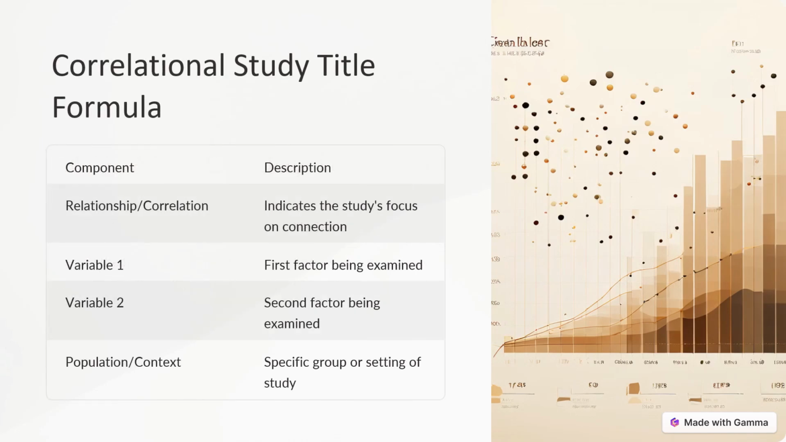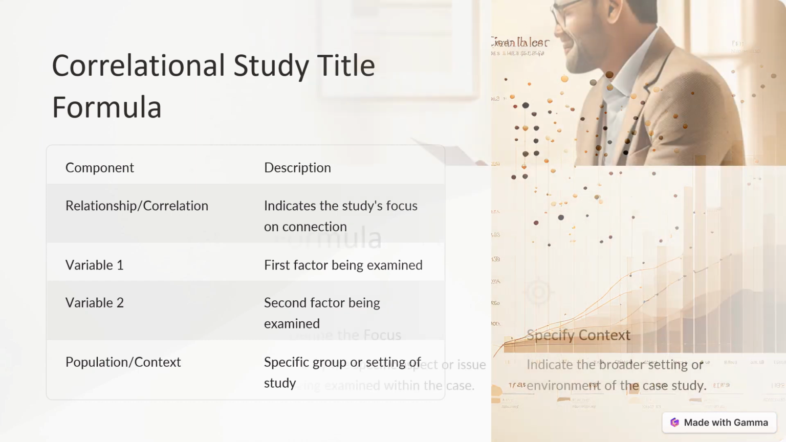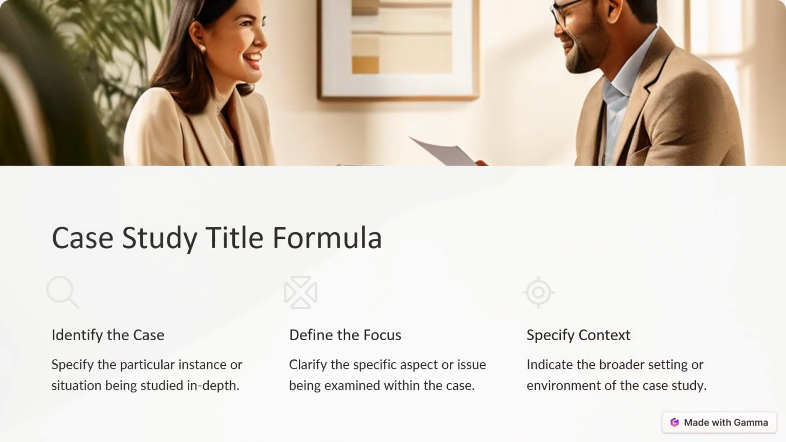Simplified steps to use the formula. Identify the main components. Independent variable, IV, the factor you manipulate or examine. Dependent variable, DV, the outcome or response you measure. Population/context, the group or setting you are studying. Choose the relationship type. Effect, impact, influence, relationship, correlation, analysis, comparative study, etc. Combine the elements. Use the formula to structure your title.